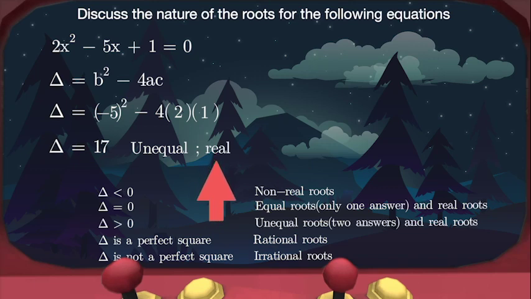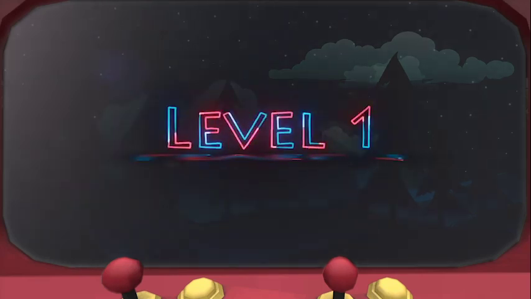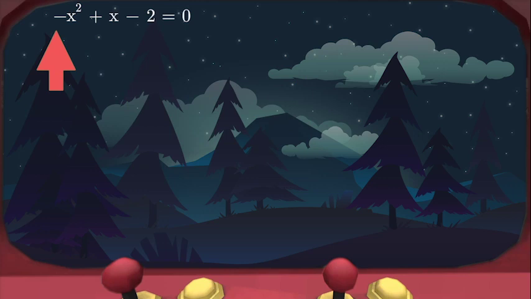And then we do one last check. Is 17 a complete square or not? It's not a complete square, so therefore we also have irrational roots, and we write it down. We have irrational roots. There we discuss the nature of the roots, and we are done. Let's go have a look at one last example. Now here is another example where we are going to discuss the nature of the roots.